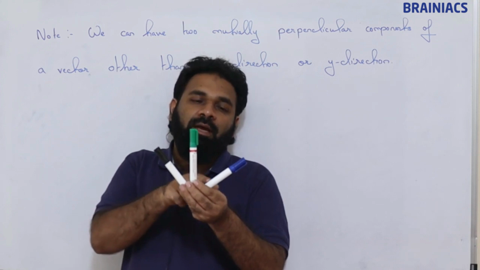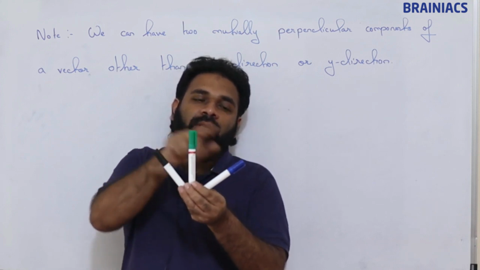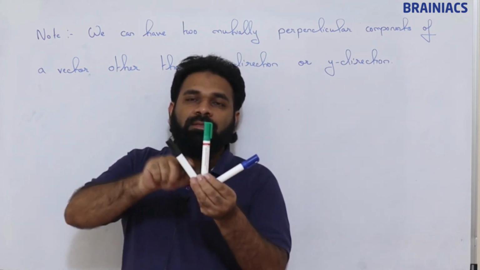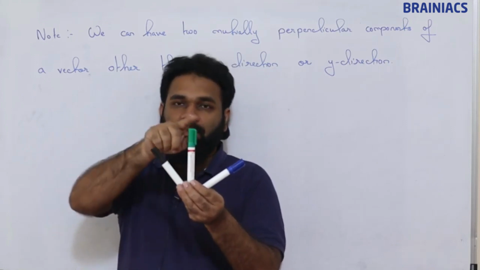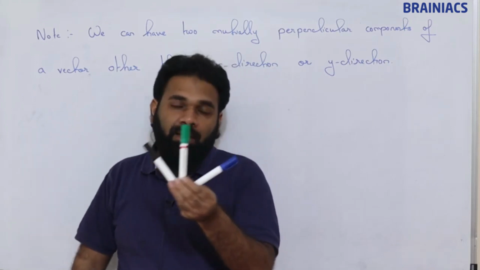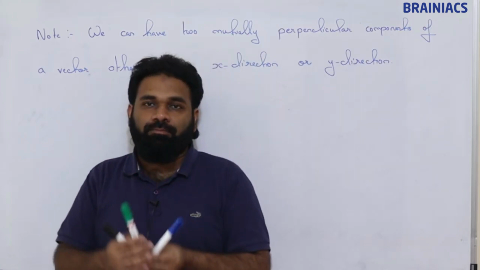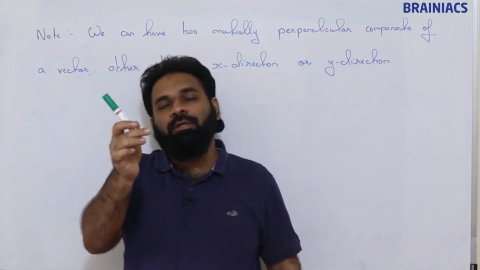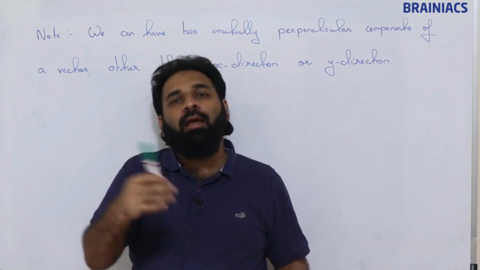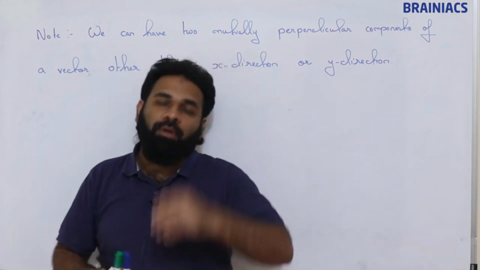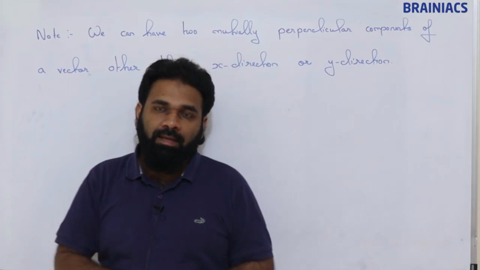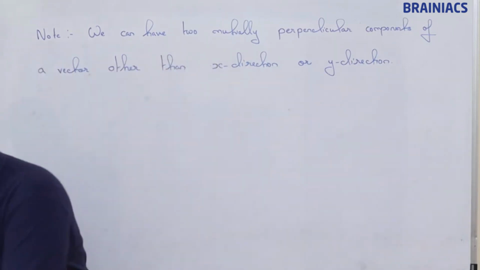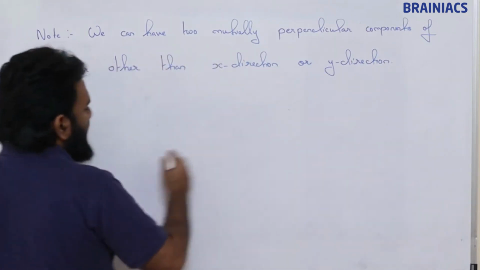If this is theta, this is going to be green cos theta, and this is going to be green sine theta. Green means this one. So I can have this thing in any direction. Whatever the direction, at theta angle I can find its component. Okay, clear? So we have studied the inclined plane.